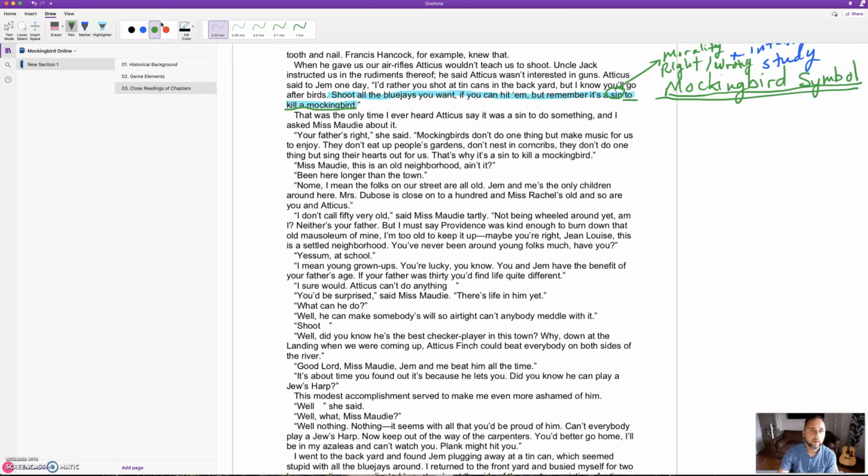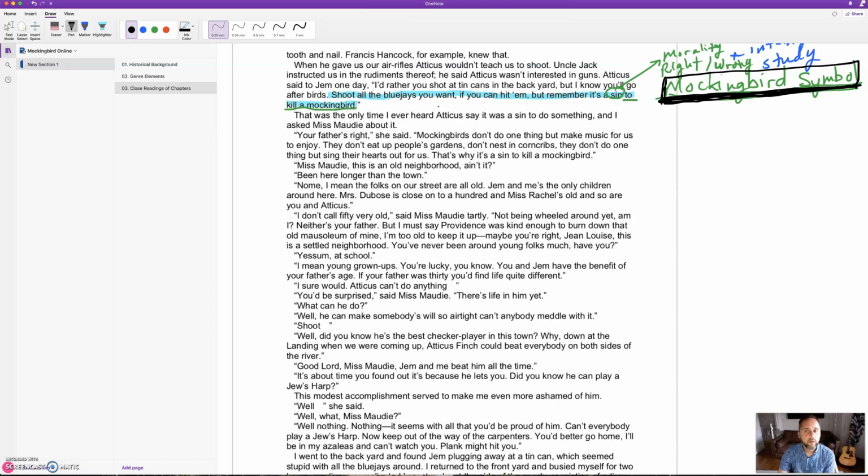So we're going to get this mockingbird symbol in detail here. So you definitely want to take note. Let's just separate that a bit, because it's very important. Let's see what we get with this mockingbird symbol. What does it actually mean?